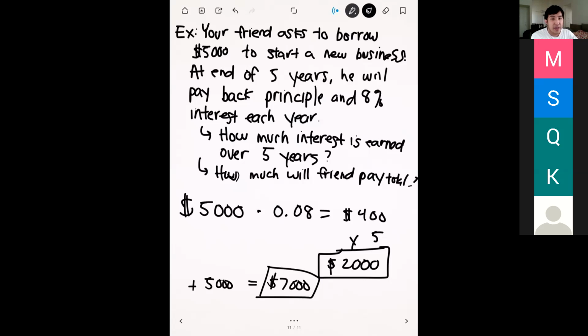And so you can basically think of this as your friend paying you $7,000 in order to have $5,000 on hand today, right? So in 5 years, you're going to get $7,000 for the $5,000 that you invested. So you're sacrificing some money that you have on hand now in order to have more money later, okay? And if you're going to sacrifice some money right now, you should get some kind of return on your investment. And this is what that return is for this one.